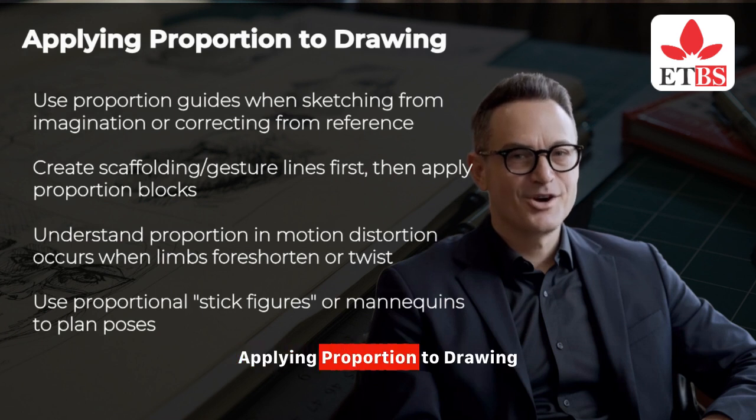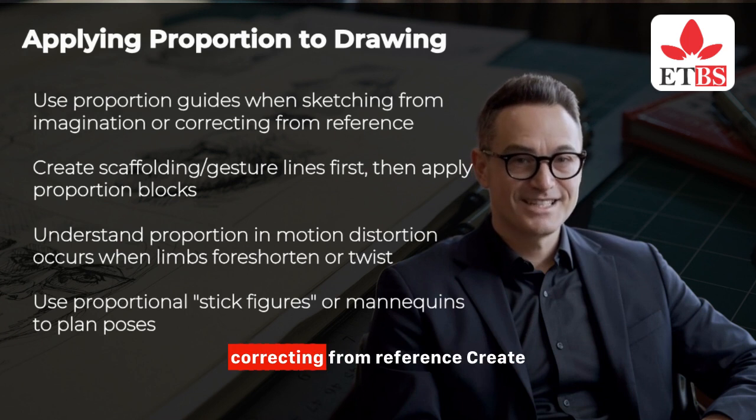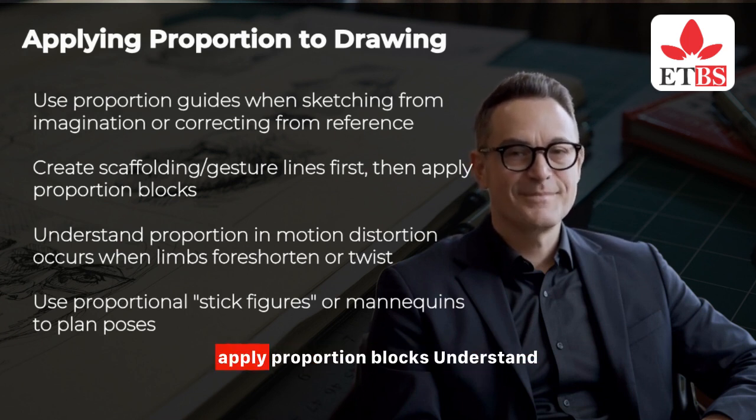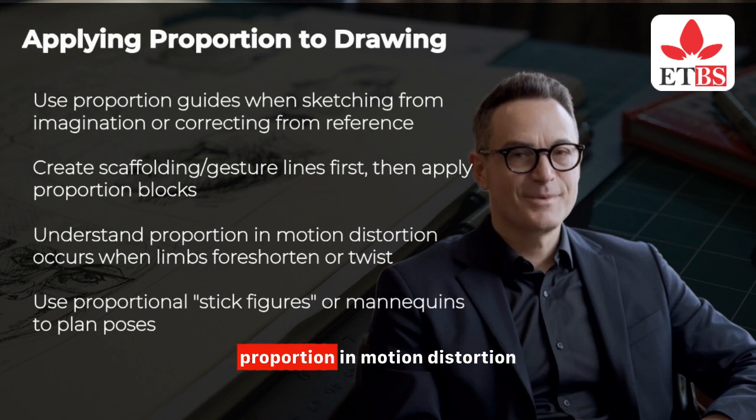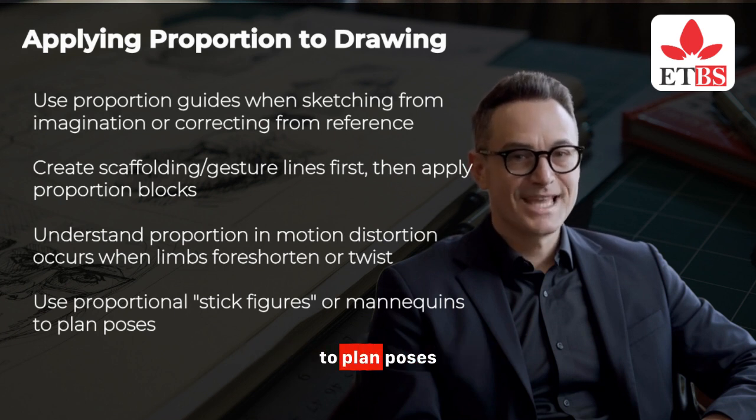5. Applying proportion to drawing. Use proportion guides when sketching from imagination or correcting from reference. Create scaffolding shapes or gesture lines first, then apply proportion blocks. Understand proportion in motion: distortion occurs when limbs foreshorten or twist. Use proportional stick figures or mannequins to plan poses.